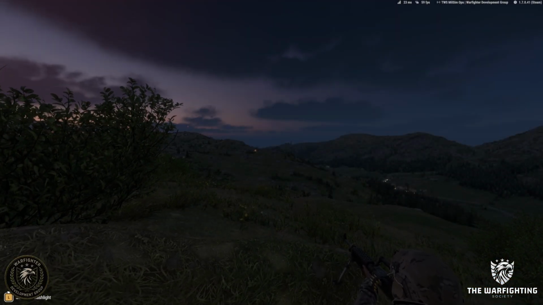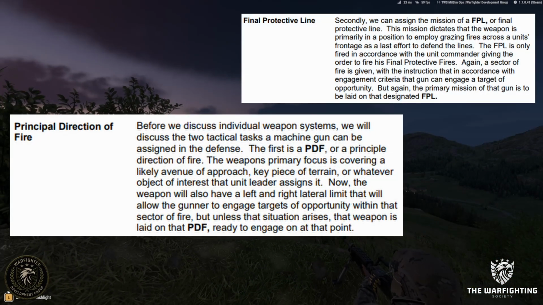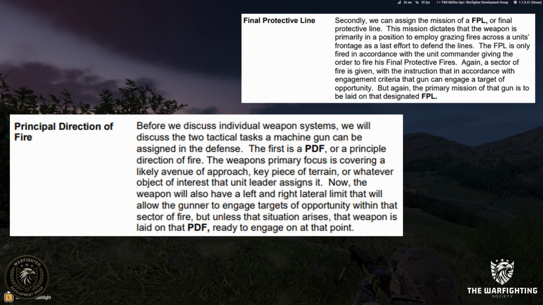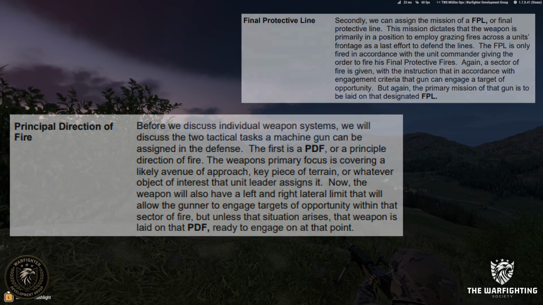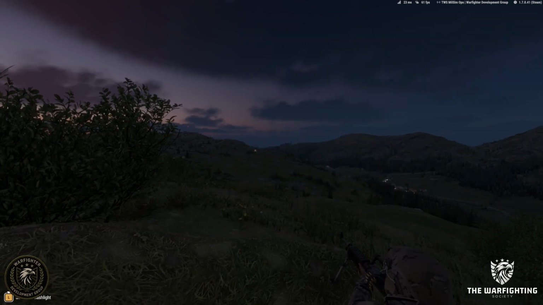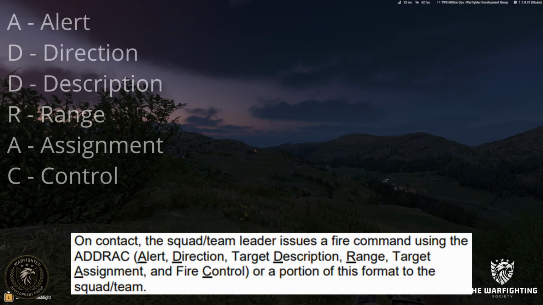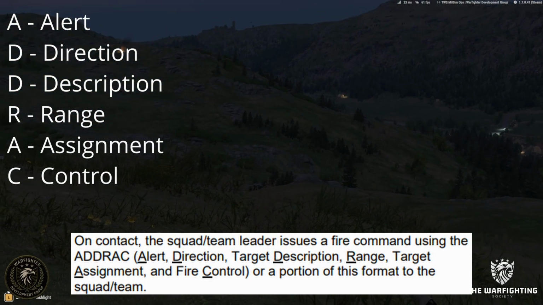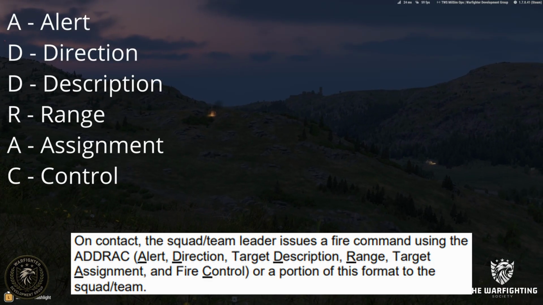There are also some important things like FPL and PDF, being your final protective line and principal direction of fire, or primary direction of fire, but those will be covered more when we get to ambushes and defense. Do not worry about that right now. What I want you to think about in this moment is ADDRAC. What is that? That's going to be what we use for managing our guns and calling out contact.